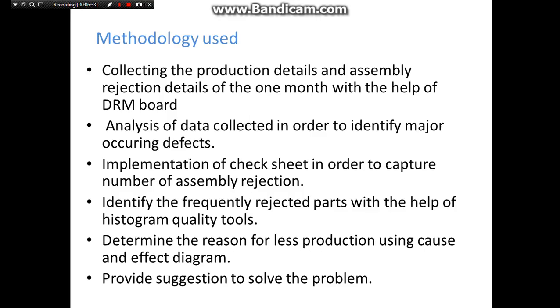Implementation of a check sheet in order to capture the number of assembly rejections. Identify frequently rejected parts with the help of the histogram quality tool. Determine the reason for less production using the cause and effect diagram. Provide a solution to solve the problem.